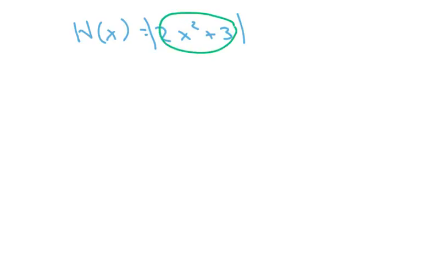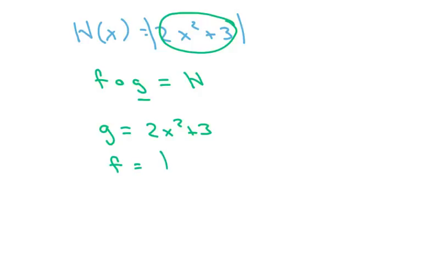And one more. This is very similar. Absolute value of this. So the inner function is here. So f of g of x equals h. So your inner function, g, is going to be 2x squared plus 3. And your f is just going to, again, be absolute value of x. Because you would input your g into the outer function.